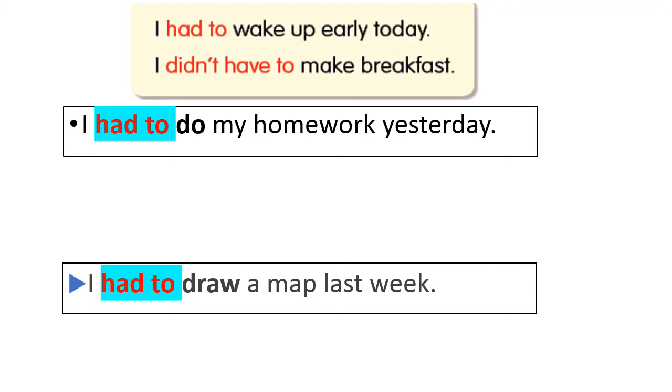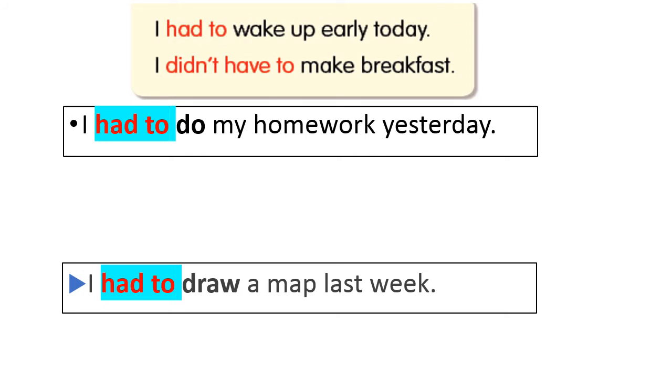Examples. I had to wake up early today. I didn't have to make breakfast. I had to do my homework yesterday. Look at had to. We use had to or didn't have to to express obligation or lack of obligation in the past.